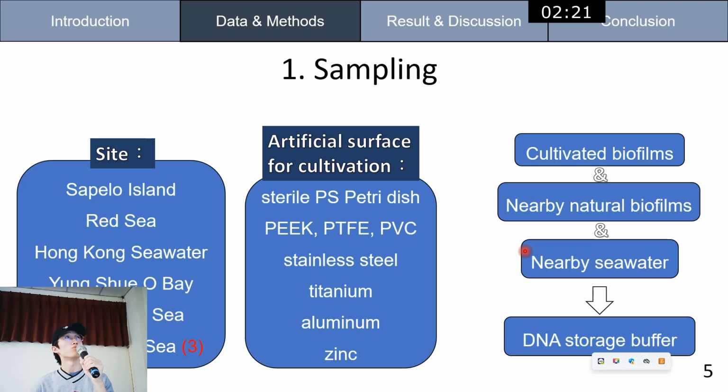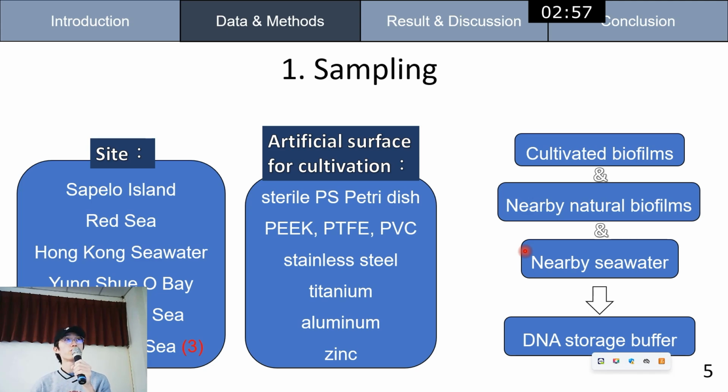Okay, we are going to data and methods. First of all, we are doing sampling. Before the sampling, we need to cultivate. For the cultivation sites, we chose 8 sites: Sapelo Island, Red Sea, Hong Kong seawater, Yim Tso Bay, which is also in Hong Kong, East China Sea, and South China Sea. There are 3 sites in the South China Sea, so the total is about 8 sites.